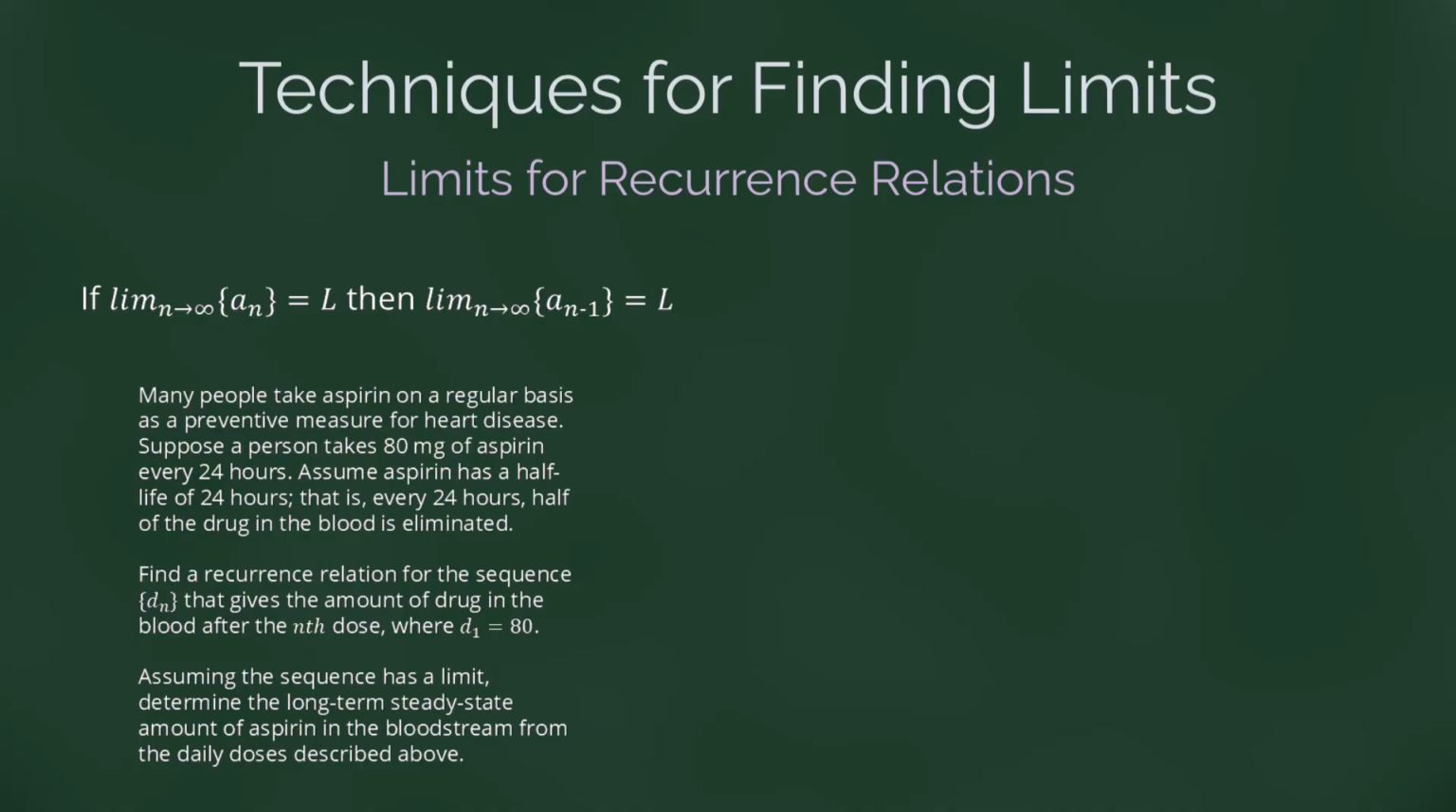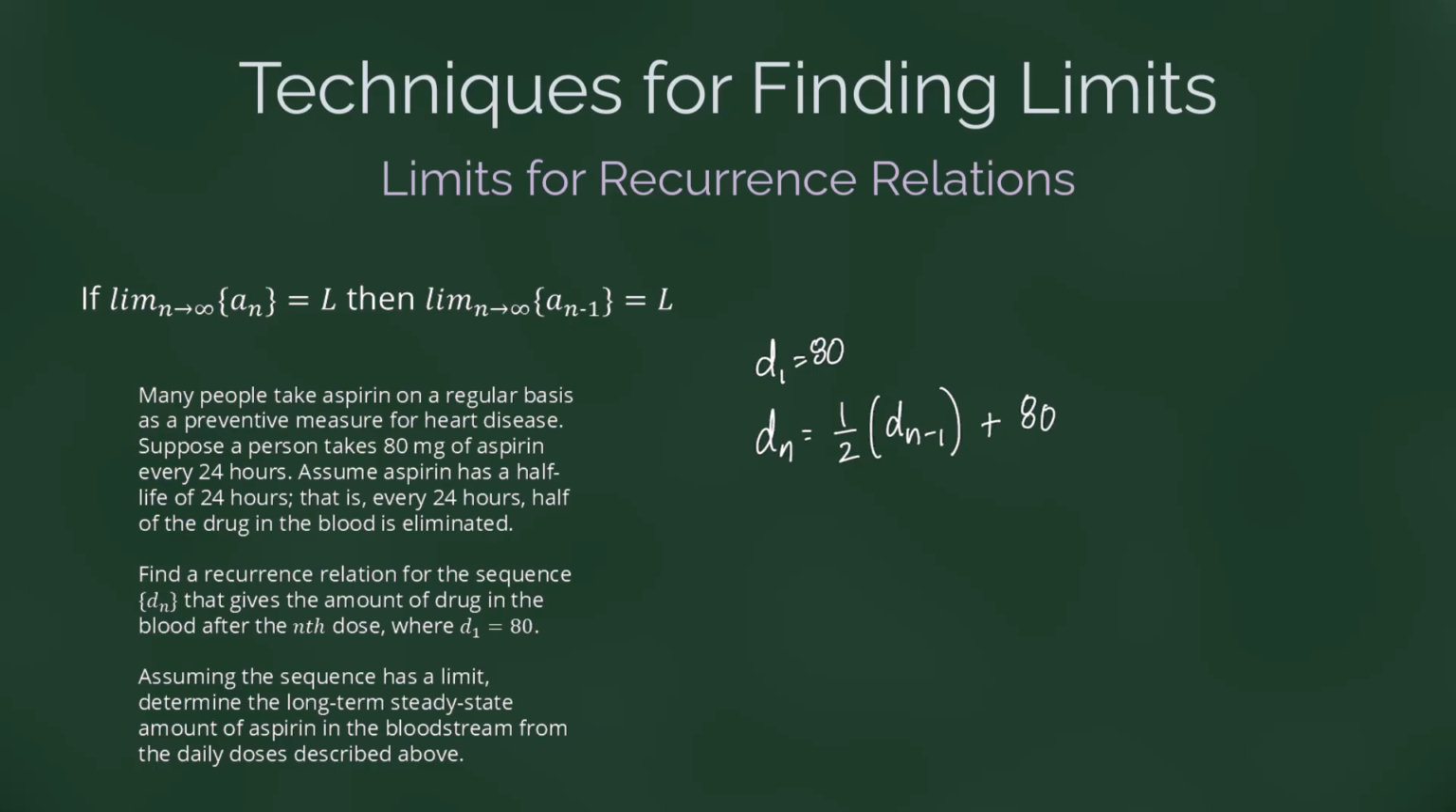So to start this off, let's come up with a definition for the sequence. We're given that d sub 1 is equal to 80. And we also know that on any given day, day n, we have half as much in our bloodstream as we had the day before. So we can say that d sub n is half of d sub n minus 1. But then we also on that day add another 80 milligrams of aspirin. So this is a recurrence relation for this sequence.